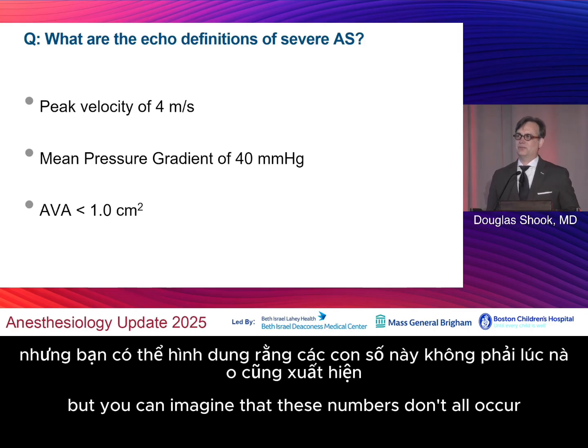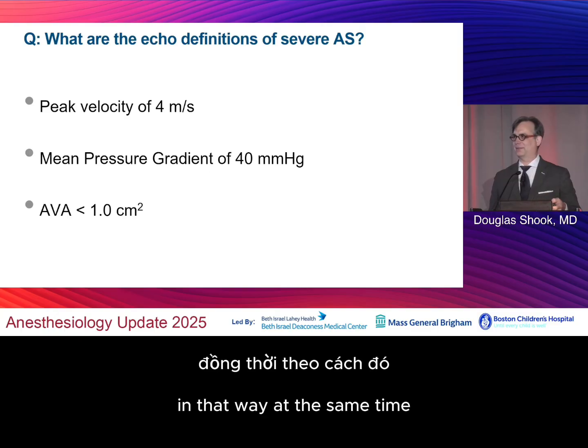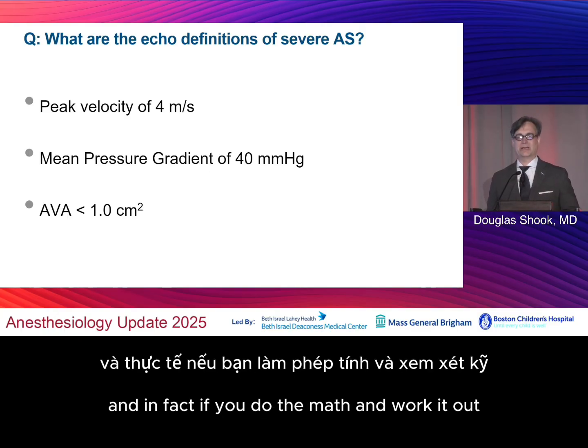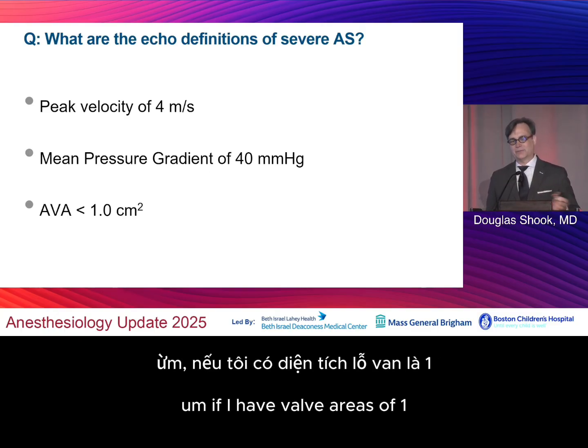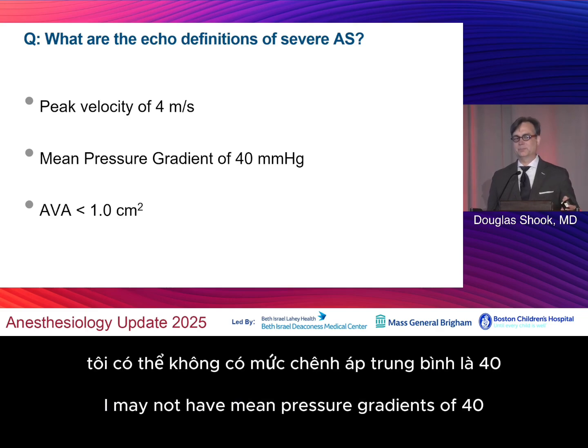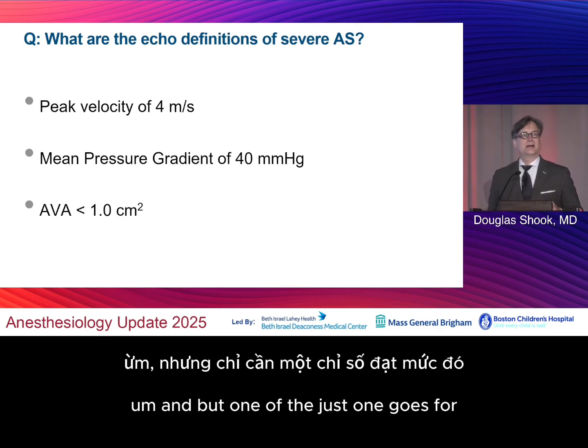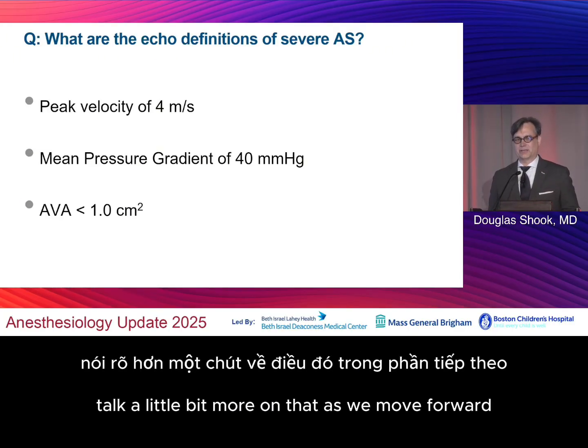But you can imagine that these numbers don't all occur in that way at the same time. And in fact, if you do the math and work it out, if I have valve areas of 1, I may not have mean pressure gradients of 40. But it's just one goes forward. And I'll talk a little bit more on that as we move forward.